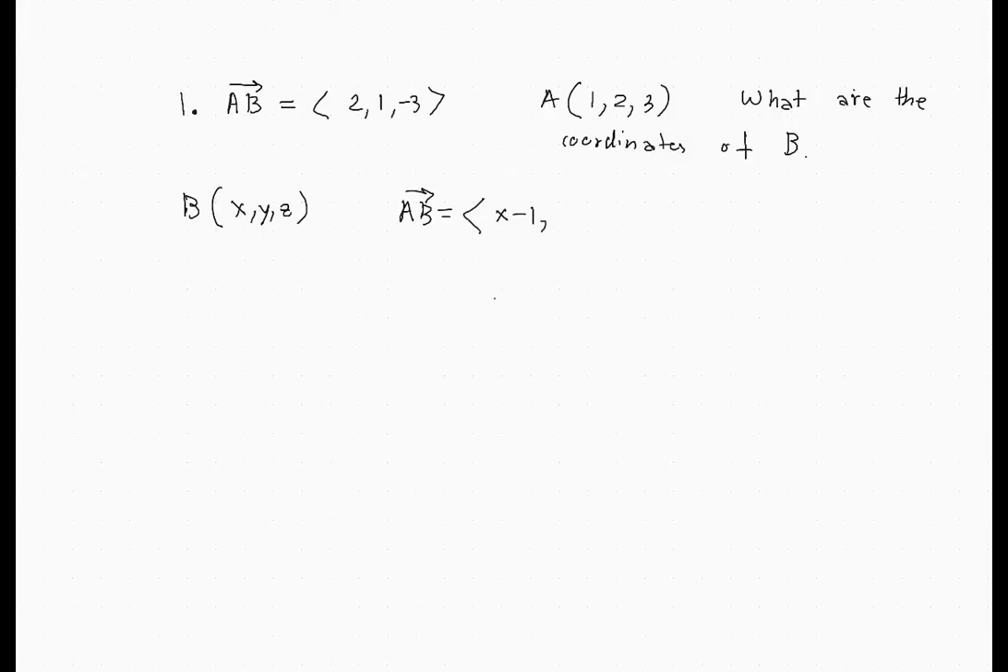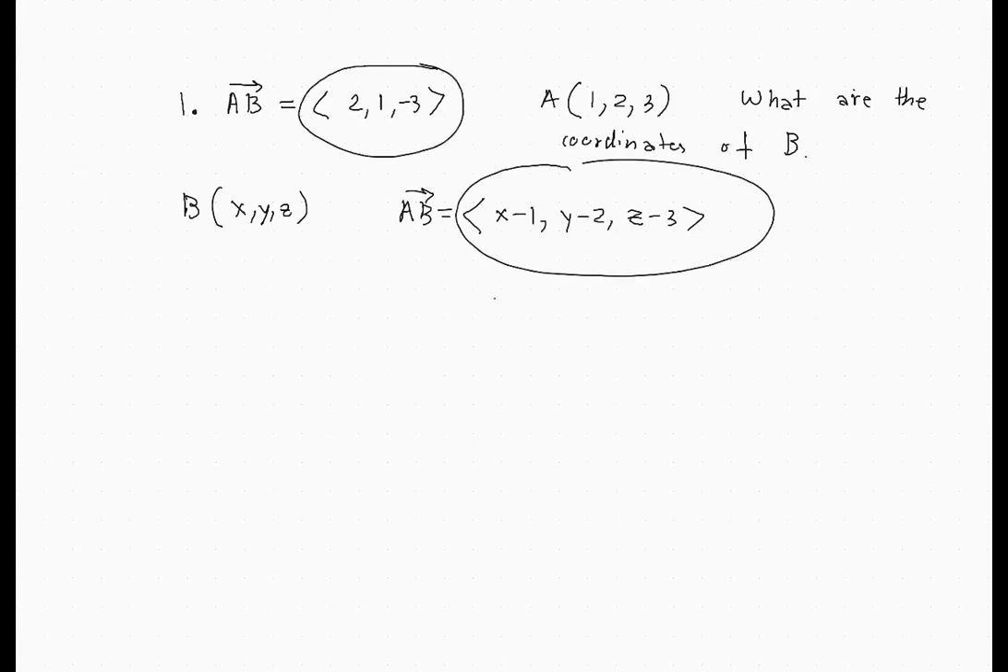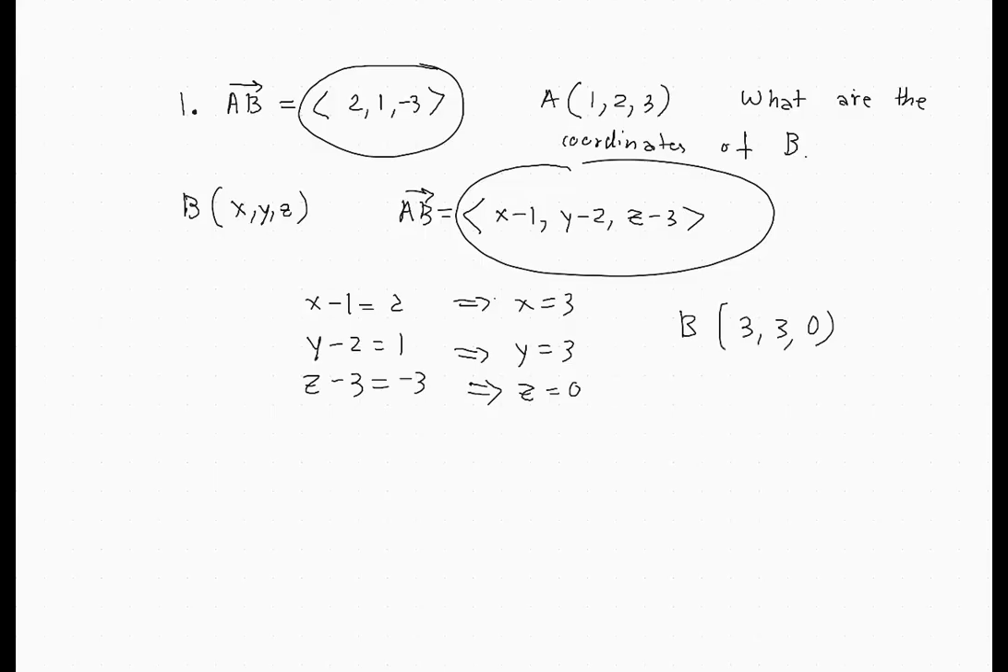So in other words, this and this have to be the same, which means that x minus 1 has to be 2, y minus 2 has to be 1, and z minus 3 has to be negative 3, which means that x is 3, y is 3, and z is 0. So what is the point B? It's the point 3, 3, 0, and that's it. Okay. Let's go to the next problem.